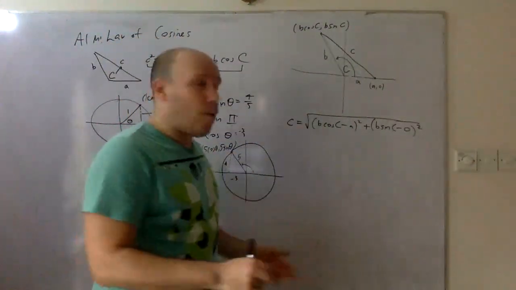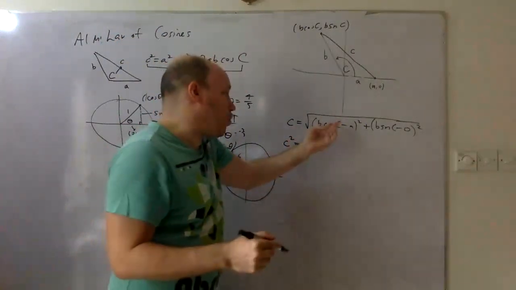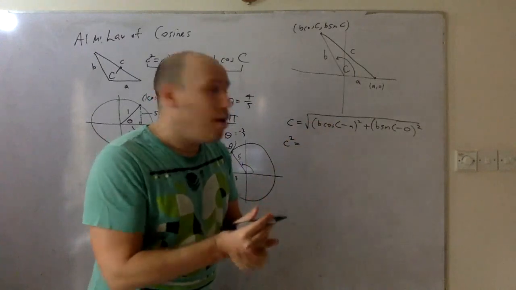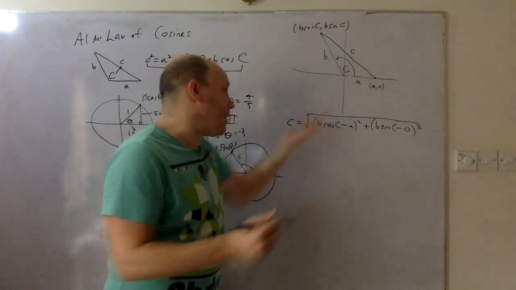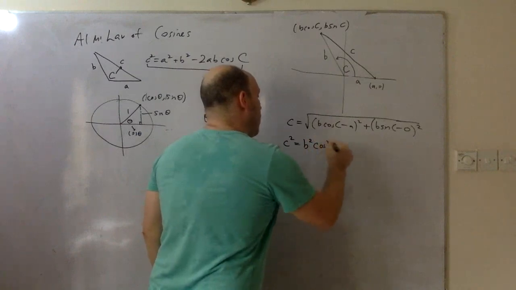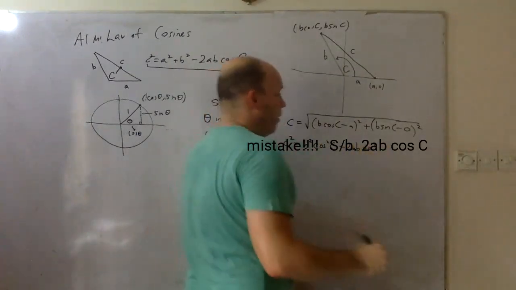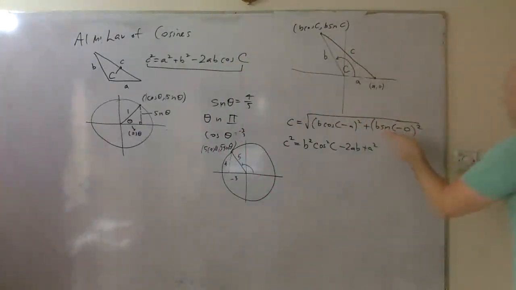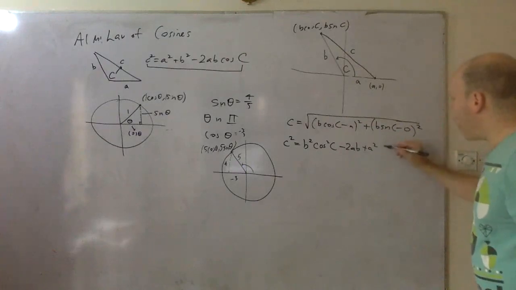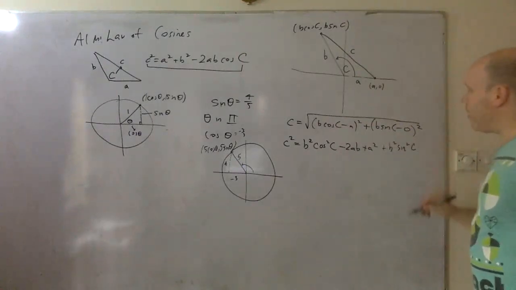Well, I'm going to take that square root away, and this is just squaring a binomial. So (B cosine C minus A) squared is B squared cosine squared C minus 2AB plus A squared. And then what's going on here? Well, B sine C minus 0, that's just B sine C. And so I have plus B squared sine squared C.